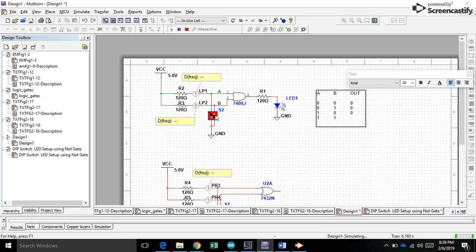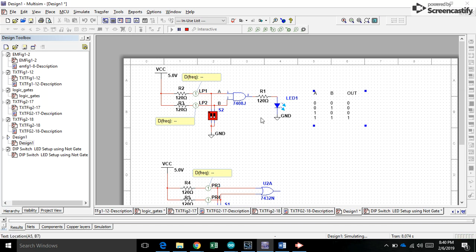And likewise, if both go high, the light goes on over here, and we have a high. So as you can see, when both inputs are high, the output is a high.